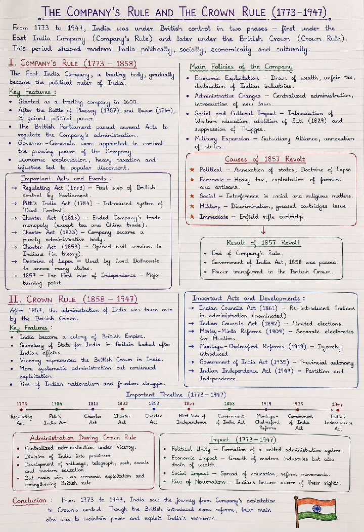Governor General becomes Viceroy, and the first Viceroy was Lord Canning. The Board of Control and the Court of Directors were also abolished. Office of Secretary of State for India is created. A 15-member Council of India was created to assist the Secretary of State.